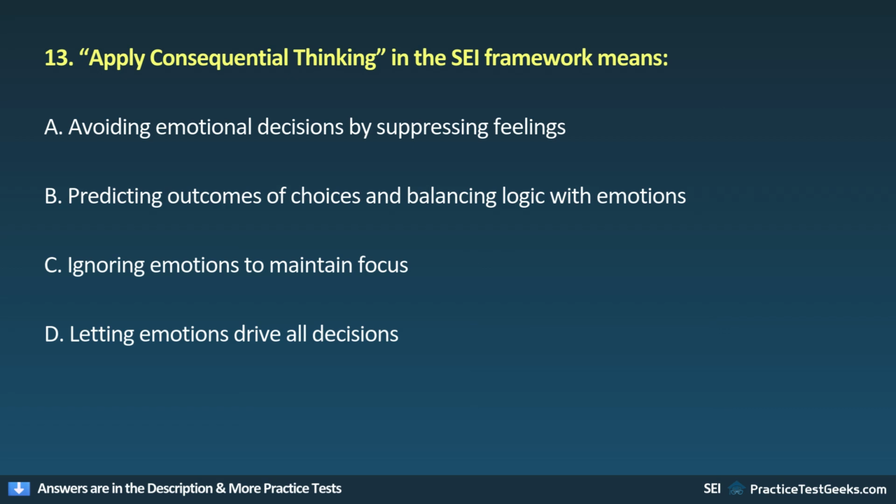13. Apply consequential thinking in the SEI framework means A. Avoiding emotional decisions by suppressing feelings. B. Predicting outcomes of choices and balancing logic with emotions. C. Ignoring emotions to maintain focus. D. Letting emotions drive all decisions.